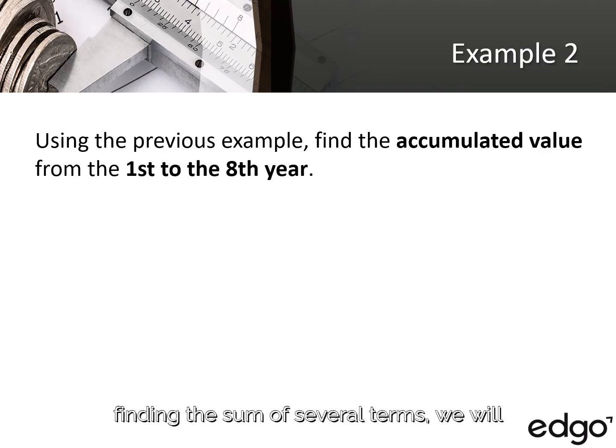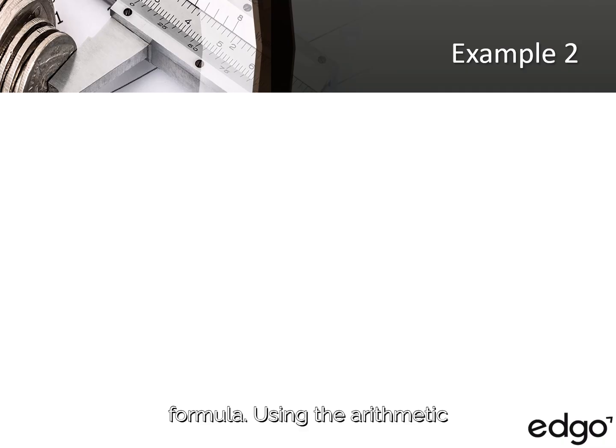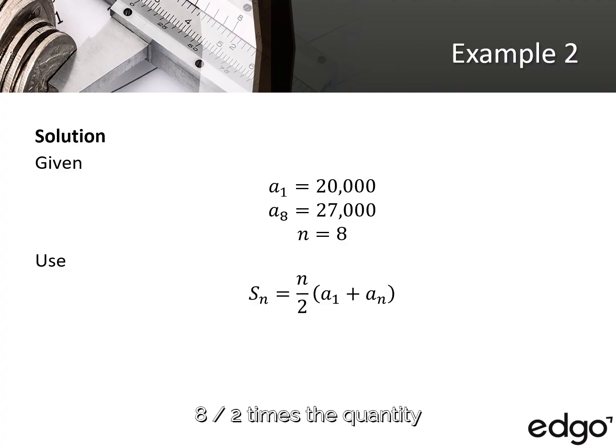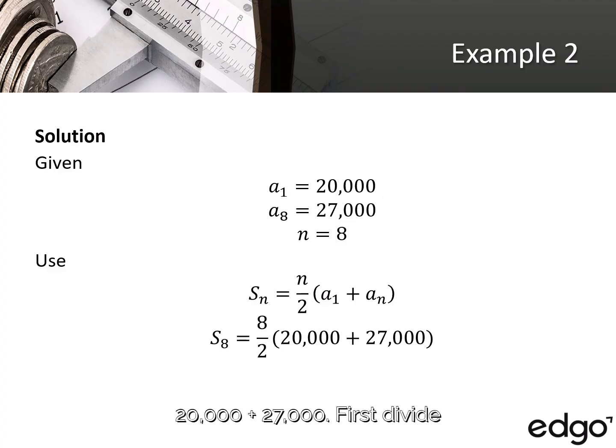Because we are finding the sum of several terms, we will use the arithmetic series formula. We already know that the first value is 20,000 pesos, and from the previous example, we found that the 8th year value is 27,000 pesos. There are 8 years in all. Now, let us substitute these values into the arithmetic series formula. Using the arithmetic series formula, S sub 8 equals 8 divided by 2 times the quantity 20,000 plus 27,000.